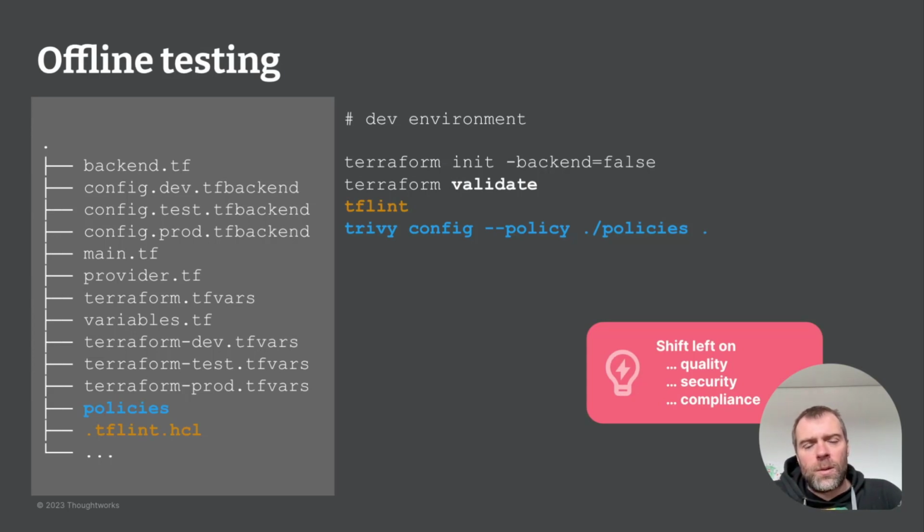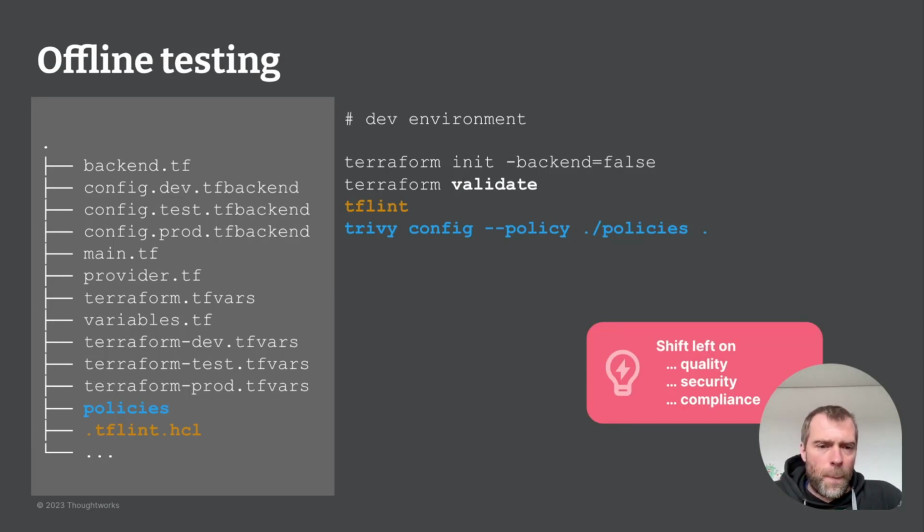And what we can now do already in the dev environment, so this means on the development machine of the person writing the infrastructure code, is that we do a simple initialization of Terraform and then run a first validate to check, for example, that all variables are properly initialized. Then we can run a linting with tflint that checks that our code complies to any coding guidelines that we agreed upon in the team.